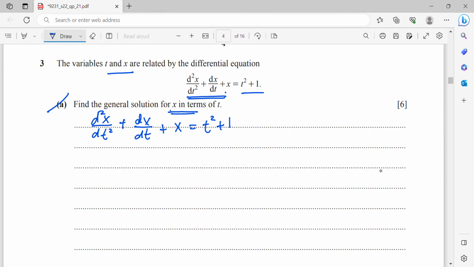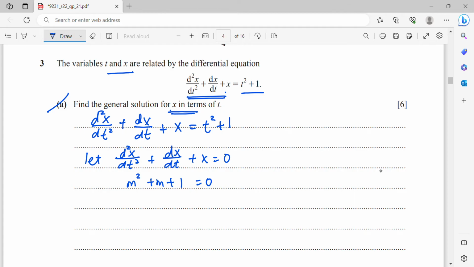Now, first of all, to solve the second order differential equation, we need to let the right side be 0. So I will let d squared x over dt squared plus dx over dt plus x equals to 0. Then from here, the auxiliary equation will be m squared plus m plus 1 equals to 0.